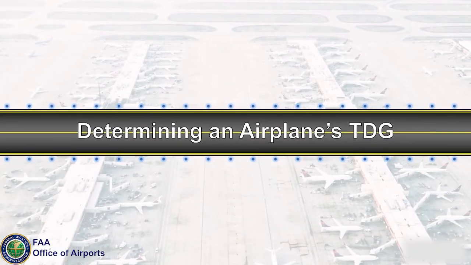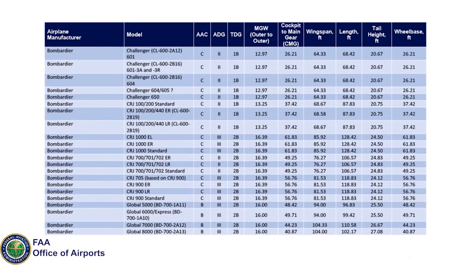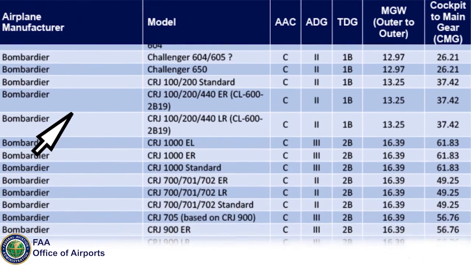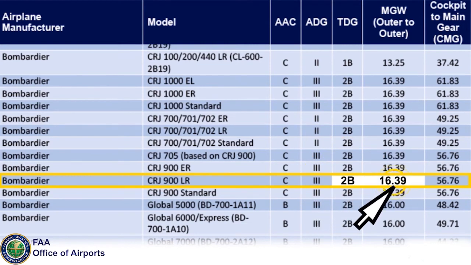There are several methods to determine an airplane's TDG category. One method is to look for the TDG category in the FAA's Aircraft Characteristics database. This database contains a wide range of aircraft models in the global aircraft fleet. Dimensions in the database include CMG, MGW, aircraft wingspan, and other aircraft dimensions. In this example, a Bombardier CRJ-900 aircraft is a TDG 2B based on its MGW and CMG dimensions provided in the database.